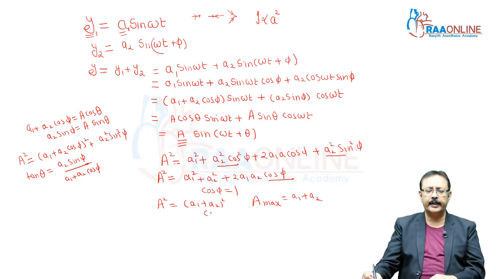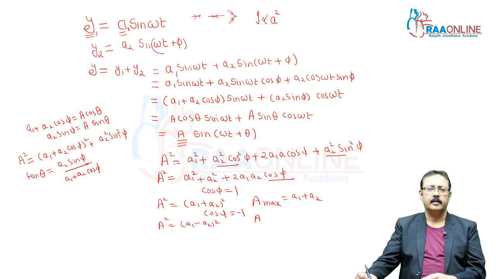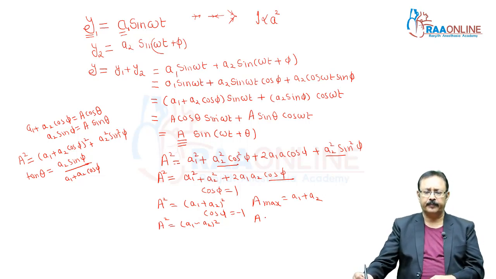And if cos phi is minus 1, which is the minimum value of cos phi, A will become minimum and it will be (A1 minus A2) whole square. Means minimum value of amplitude. If the phase difference is 180 degrees or an odd multiple of pi, then we will get the minimum amplitude A1 minus A2.